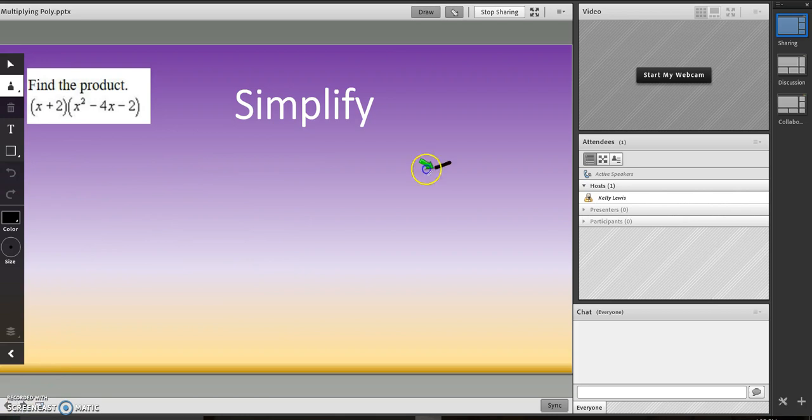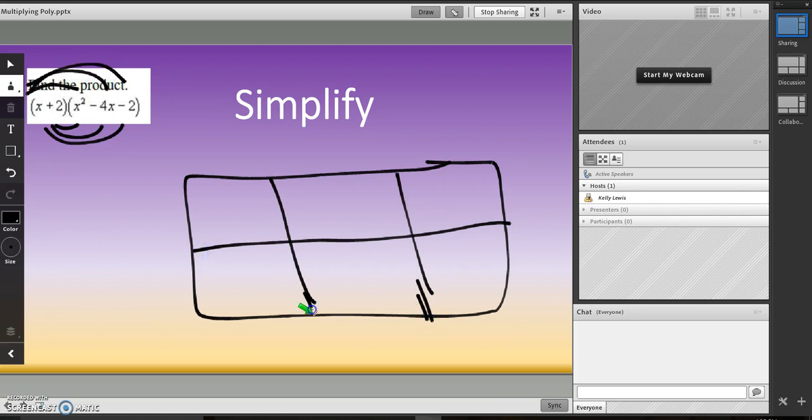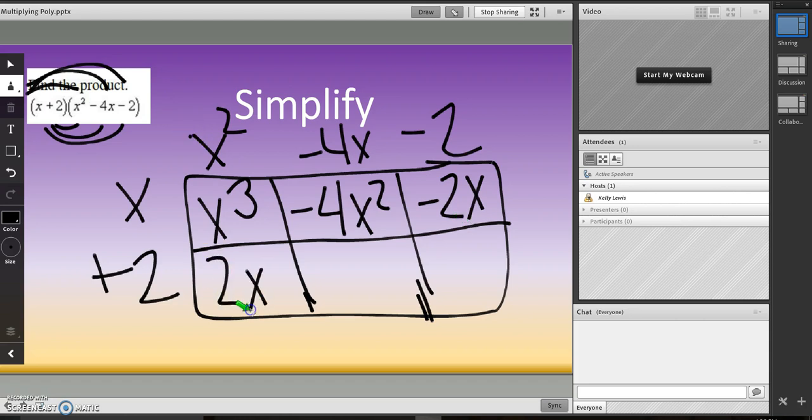All right, okay, this one, I like this one way better as a box. You can FOIL and do x to everybody and then 2 to everybody. I get confused because I just get confused really easy. x plus 2, then x squared minus 4x minus 2. All right, well, x times x squared, x cubed. x times negative 4x, negative 4x squared. x times negative 2, negative 2x. 2 times x squared, 2x squared. 2 times negative 4x, negative 8x. 2 times negative 2, negative 4.